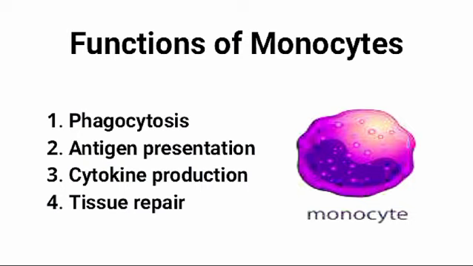The second function is antigen presentation. Antigen presentation is a process in which monocytes present antigens to activate T cells, initiating adaptive immune responses against invading pathogens. The third function is cytokine production. Monocytes secrete cytokines such as interleukin 1, TNF alpha, and interleukin 6, which regulate inflammation and coordinate immune responses.